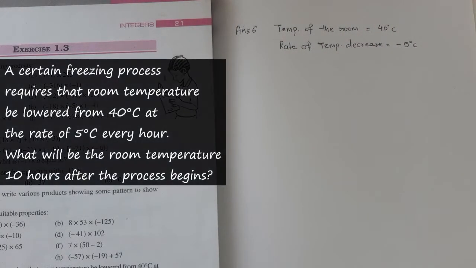I am representing 5 degrees Celsius as negative because it is decreasing. What will be the room temperature 10 hours after the process begins? That means this process continues for another 10 hours.